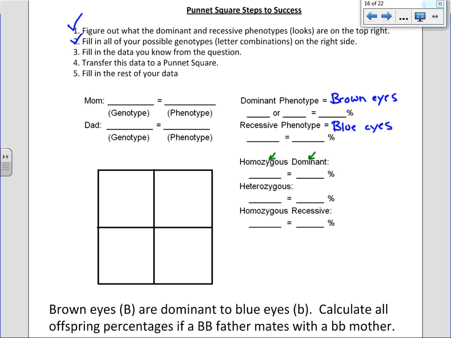For eye color, we use B's. For hair color, we use H's. In this case, we're using eye color, and it's homozygous dominant. So the same letter, big letter. All right, heterozygous, that's different letters. So big B and then little b.